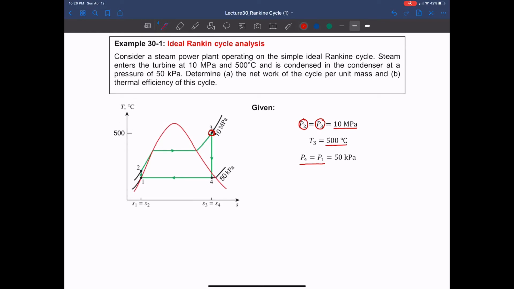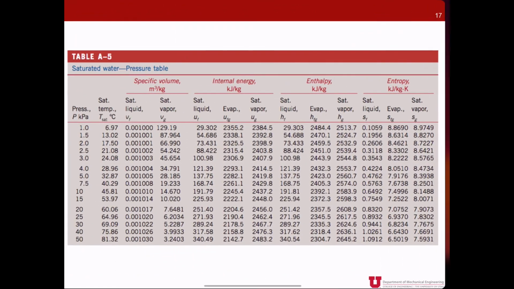Now, in order to calculate the net work and the thermal efficiency, again, what you have to do is find the enthalpy values at all states. So let's talk about each state to calculate those values. Now, in state 1, what you know is the pressure and its state. So by using this given condition, let's try to look at the properties.